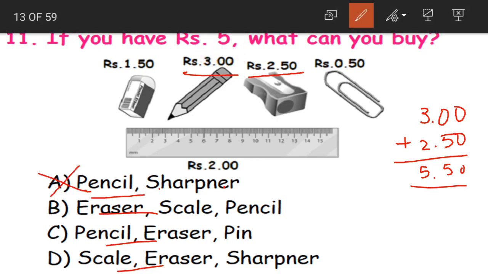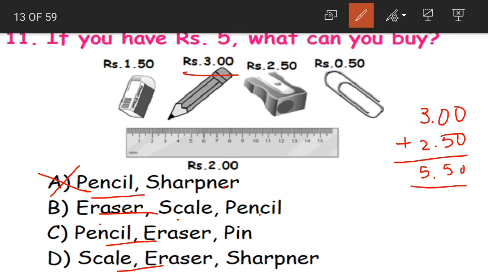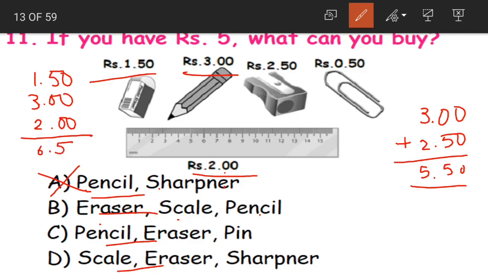Coming to option B, eraser, scale and pencil. If we add all these three together, 1 rupee 50 paise, 3 rupees and 2 rupees, the answer would be 6 rupees 50 paise. Again, this is also exceeding the amount that we have. So we cannot buy it.